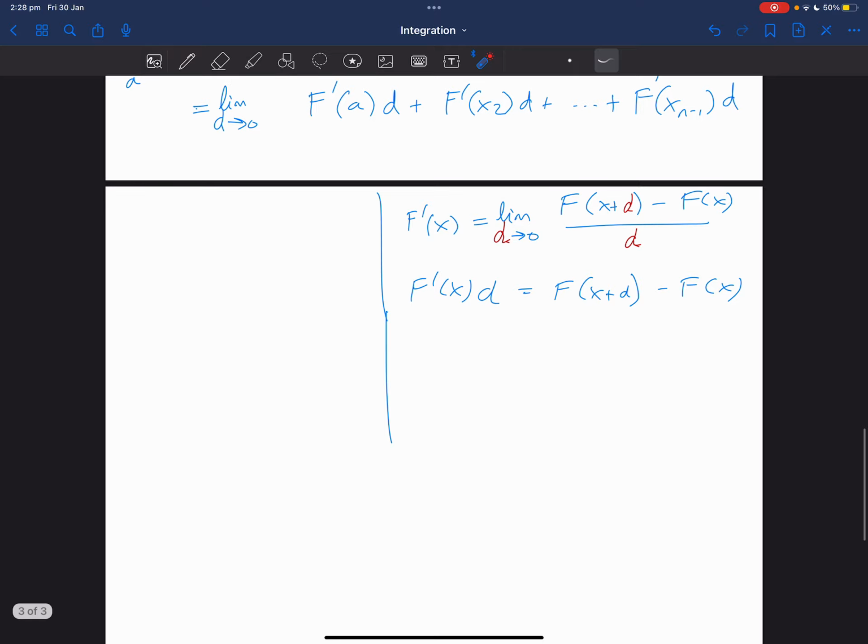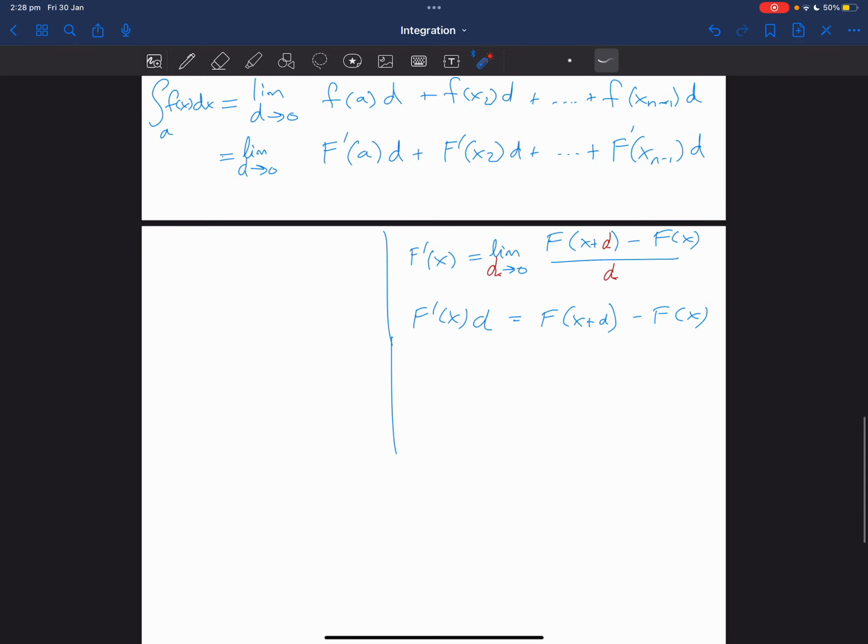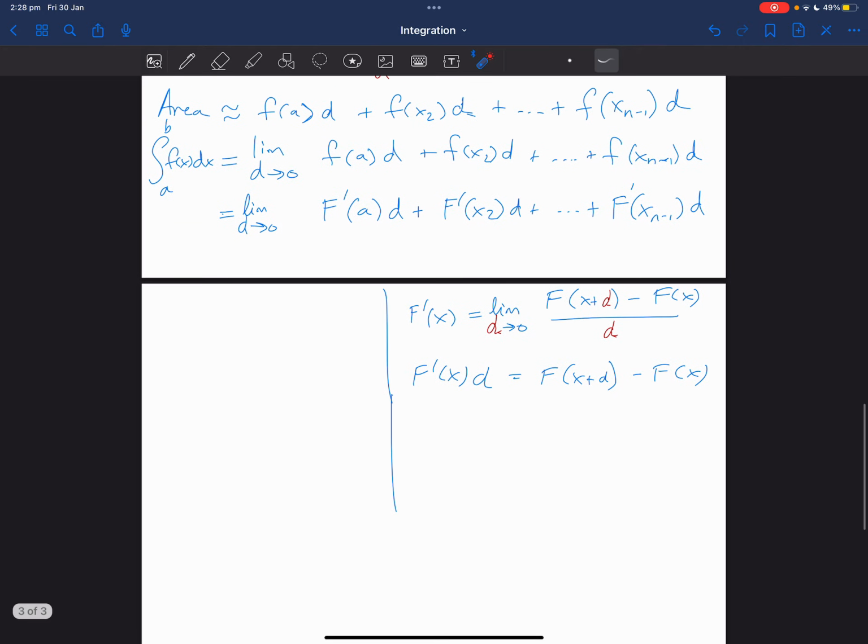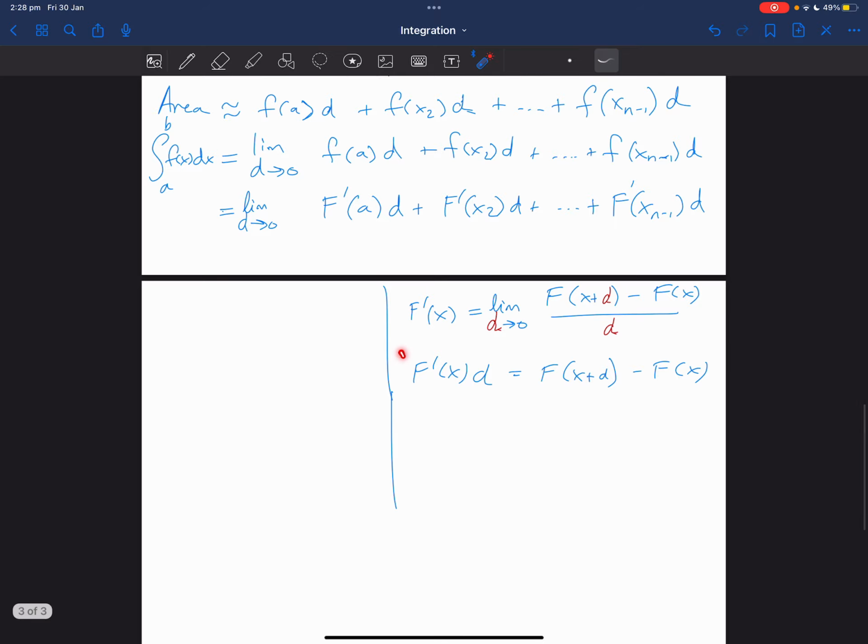So this statement is true when d is very, very small. The derivative times d will equal this difference. Now, in our case, this is true for all x values of this function. And so it's true even if we substitute specific x values. Now, why we want to do this is, notice this is extremely similar to what we have in each of these terms.